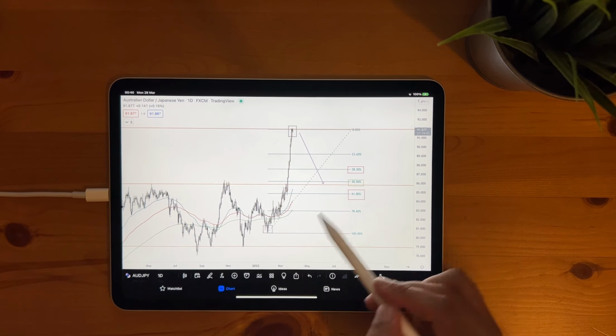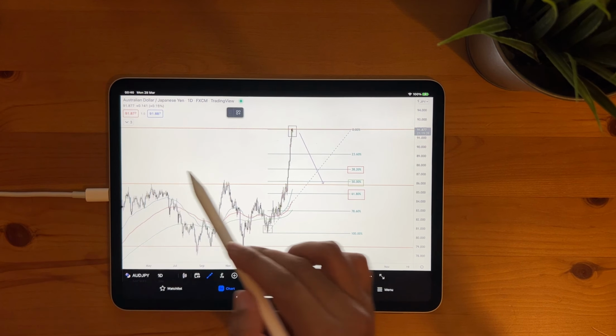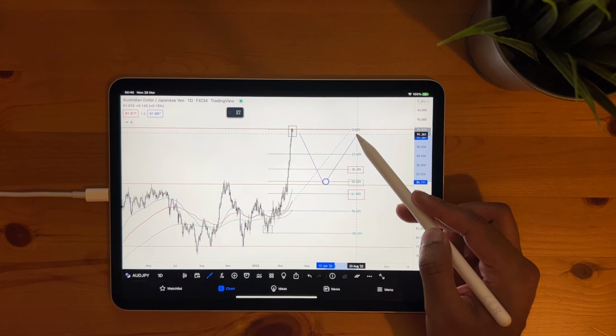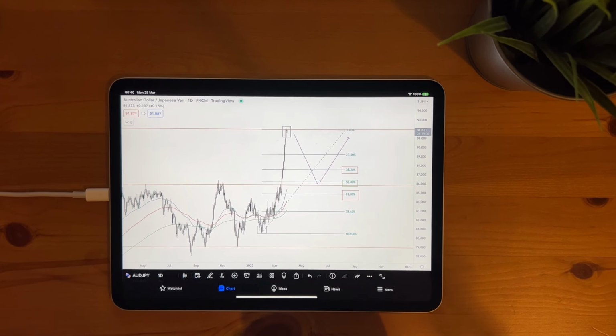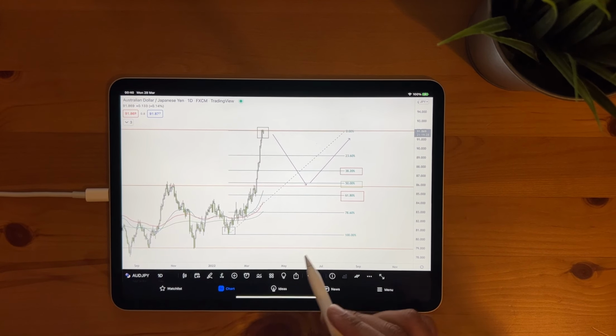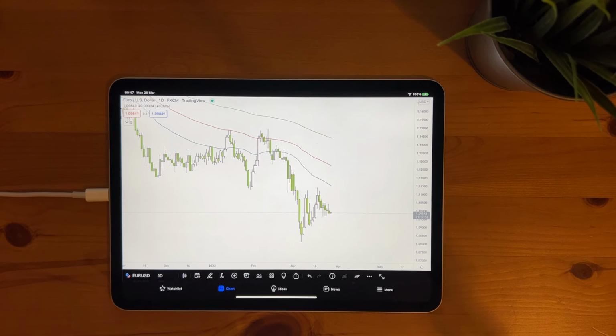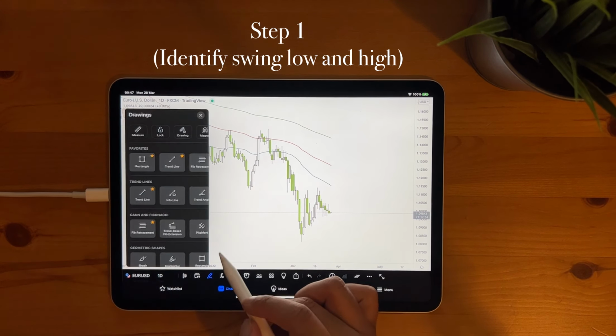So once we've identified the key retracement level, we simply wait for price to head to that retracement level and head back up or down. Here are some more examples of how you'd use this strategy on your charts.